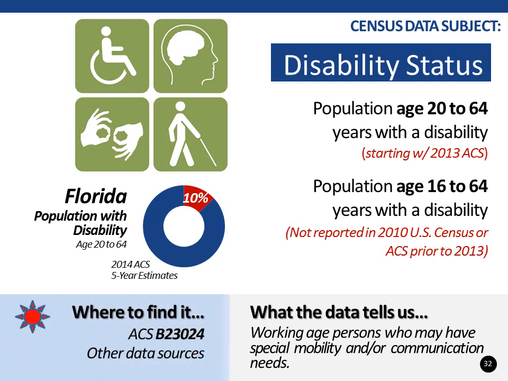Disability data was provided in the 2000 U.S. Census for the population aged 16 to 64, but not at all in the 2010 census. The ACS began reporting disability data for the population aged 20 to 64 in the 2013 dataset. Supplemental data may be available from the transit service provider operating in the project area or the Social Security Administration.